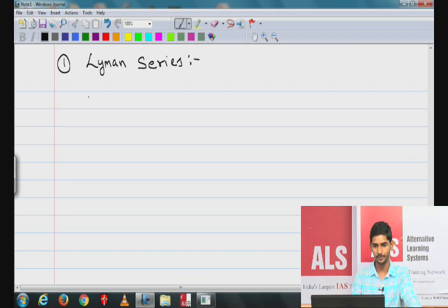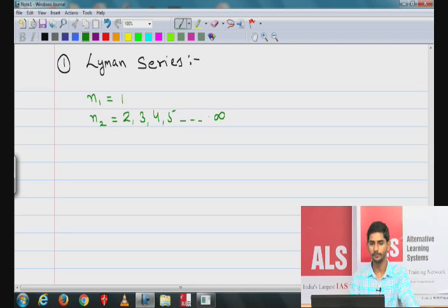See, in the Lyman series, N1 will be fixed, which is 1. But N2 will not be fixed. N2 can be 2, 3, 4, 5, up to infinity. It can have any value. And remember, this lies in the UV region. UV stands for the ultraviolet region.